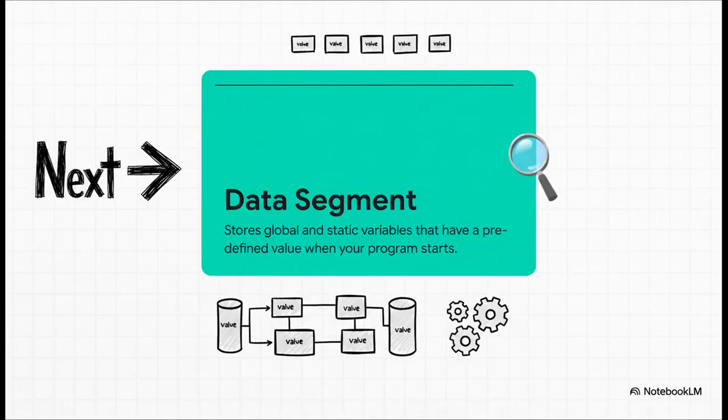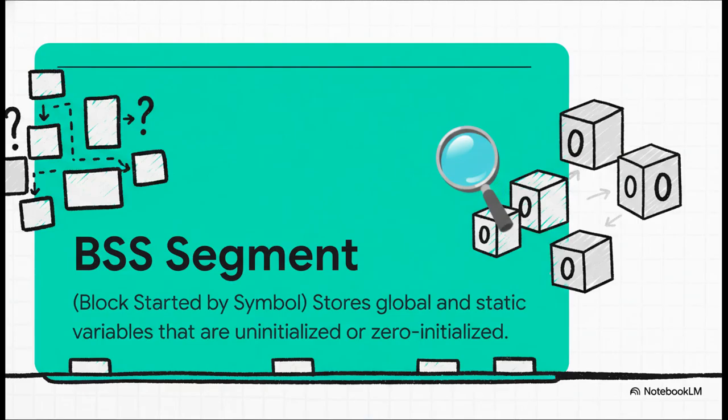Okay, next floor up, the data segment. This is home for any global or static variables that you've given a value to right in your code. So if you write something like int global_count = 100, that 100 gets stored right here before the program even starts. And right next door is the BSS segment. It's a funny name. It stands for block started by symbol, but its job is simple. It's for all the other global and static variables, the ones you didn't give a starting value to. The system just makes sure they all start out as 0. It's actually a clever optimization, so you don't have to store a bunch of zeros in the actual program file.